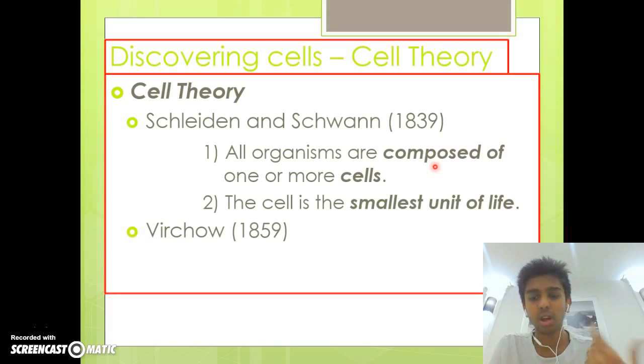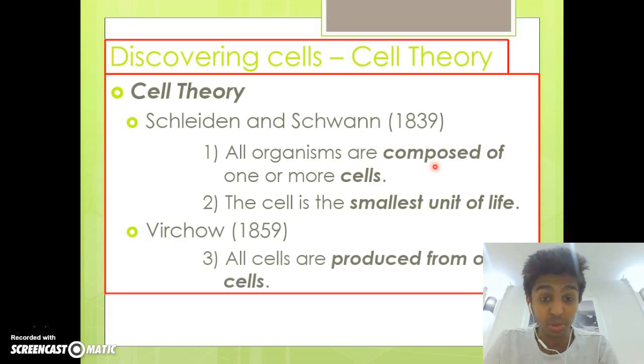Then Robert Virchow, who we spoke about earlier, discovered that all cells arise from pre-existing cells, and that was a third point of cell theory, that all cells come from other cells by cell division, which was further discovered, and cell division can be broken down to mitosis and meiosis.